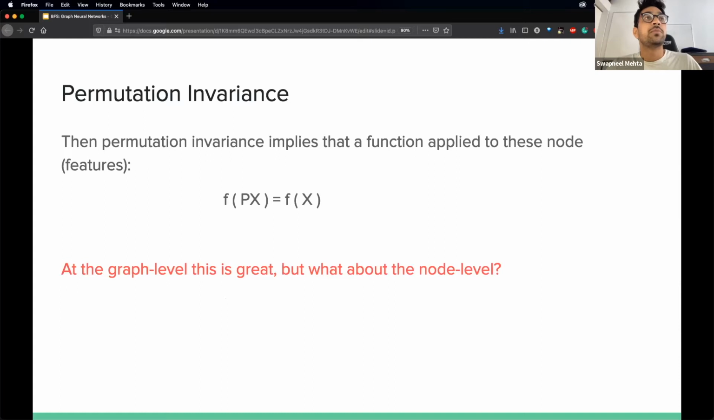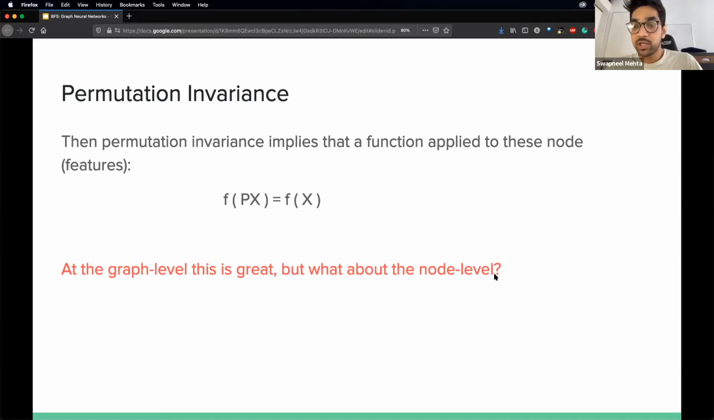So permutation invariance then implies that a function applied to these node features, going back to our permutation invariance idea, f(PX) is equal to f(X). No matter the order of the node features, it will produce the same output. This is great for graph level tasks when I don't care about the internal structure of the graph. But if I do care about this internal structure, what about node level tasks?